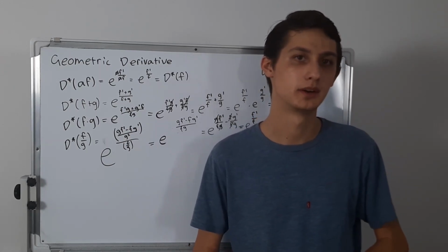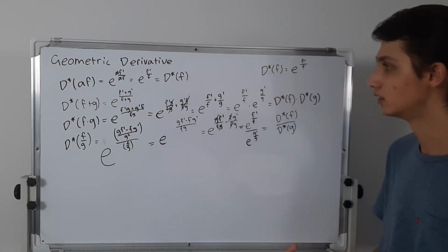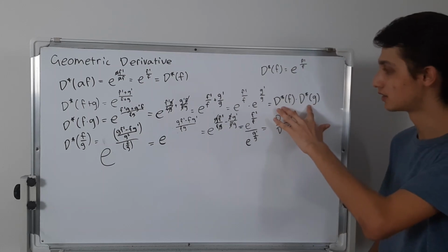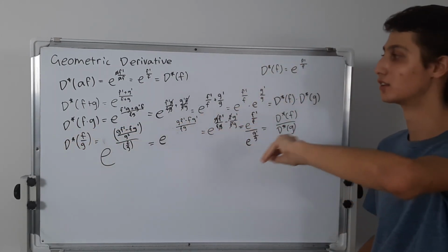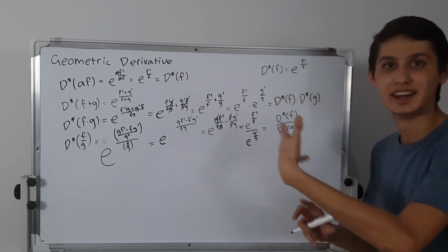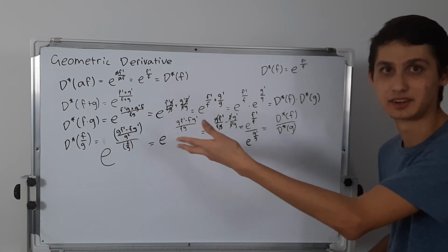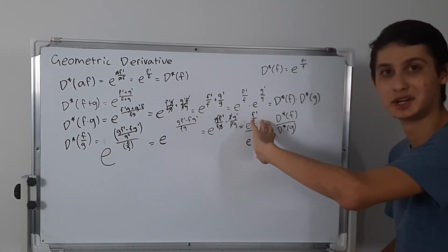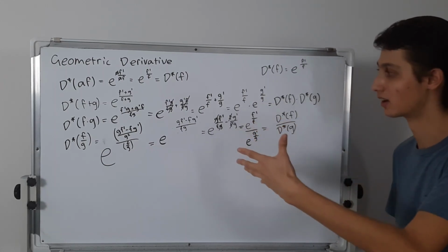I might make a video on the geometric integral rules, but actually, I don't even really need to because if these two things are equal to each other, it makes things really easy, because when you take the integral of a product, it's just the product of an integral in the geometric sense, right? The geometric integral. And we have a geometric quotient rule for integrals as well, which is really unheard of.